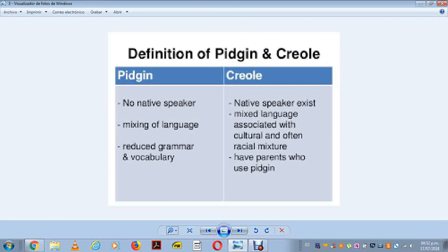When we say that a variation of language is a Creole, we have to know that Creole is when a second generation that speaks Pidgin started to speak Creole. So when a Pidgin becomes a Creole, it is the generation that grew up speaking the Pidgin that starts to speak Creole. So native speakers exist, in difference to Pidgins that have no native speakers. So it's also a mixture from the languages.